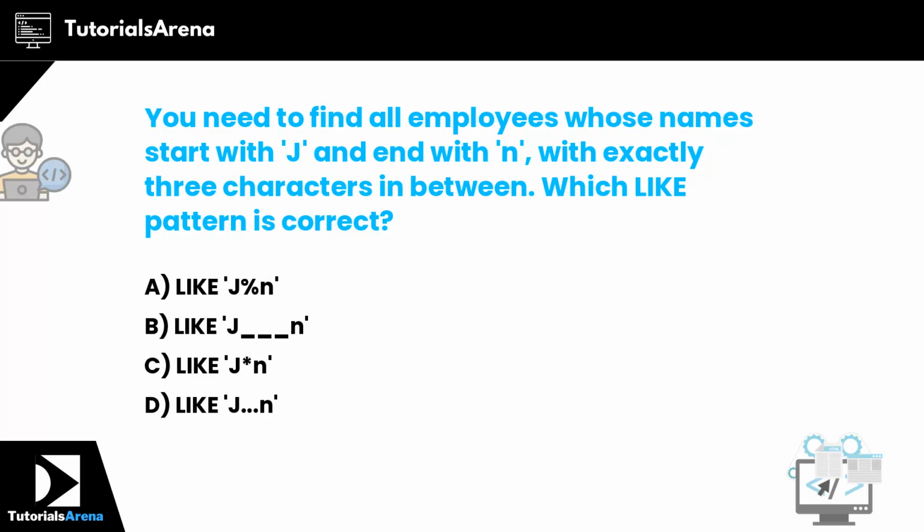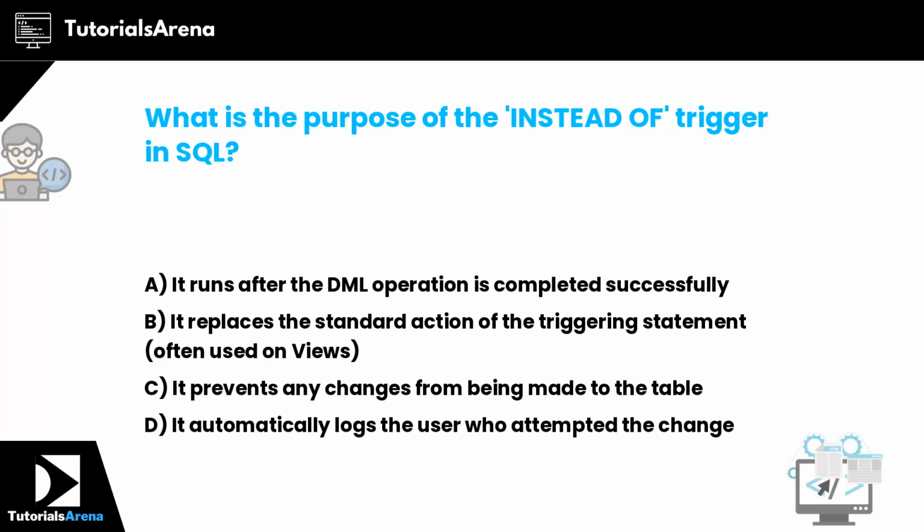You need to find all employees whose names start with J and end with N, with exactly 3 characters in between. Which LIKE pattern is correct? Answer is B, LIKE 'J___N'. What is the purpose of the INSTEAD OF trigger in SQL? Answer is B. It replaces the standard action of the triggering statement, often used on views.